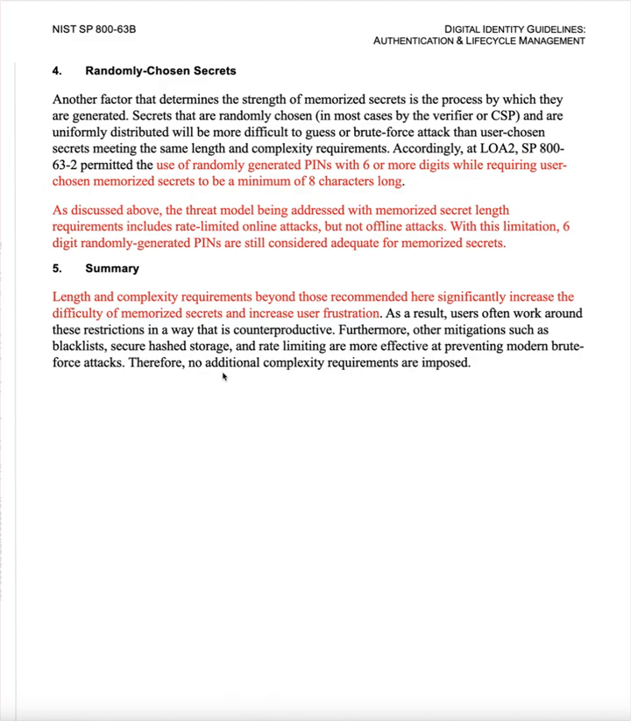To summarize, length and complexity requirements beyond those recommended here significantly increase the difficulty of memorized secrets and increase user frustration. So users often work around these restrictions in a way that is counterproductive. For example, other mitigations such as blacklists, secure hash storage, and rate limiting are more effective at preventing modern brute force attacks. So in summary, the bottom line is that no additional complexity requirements are imposed.